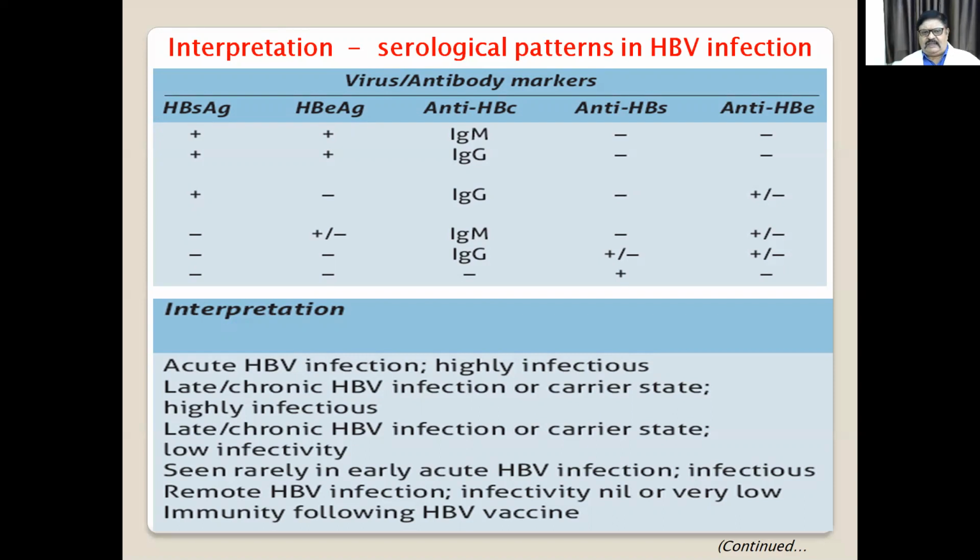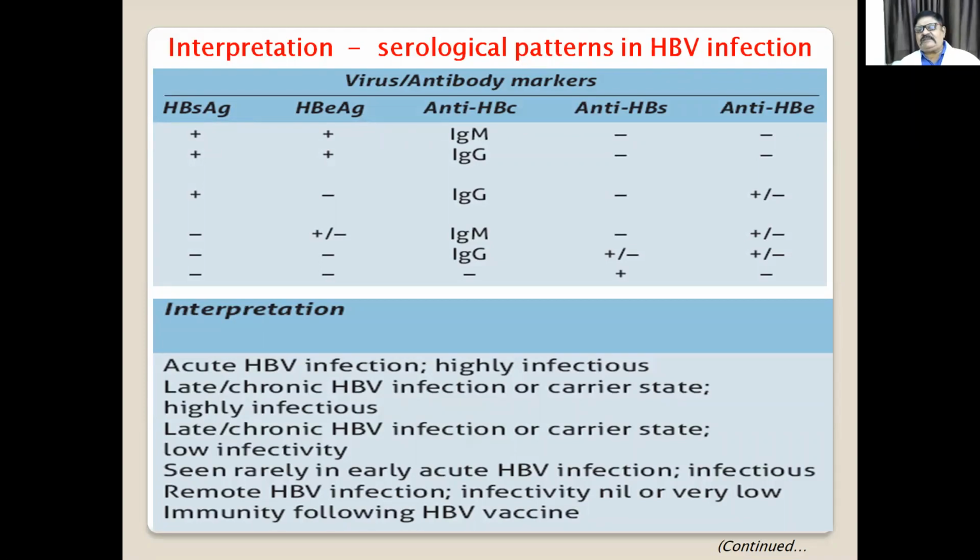And you have not seen either hepatitis B surface antigen or HBe antigen, but IgG is present, anti-HBe antibody, and anti-HBs antibody may be positive or may be negative, which means a remote hepatitis B infection, infectivity nil or very low. Remember, the hepatitis B surface antigen and HBe antigen are not the same, meaning infectivity is less.